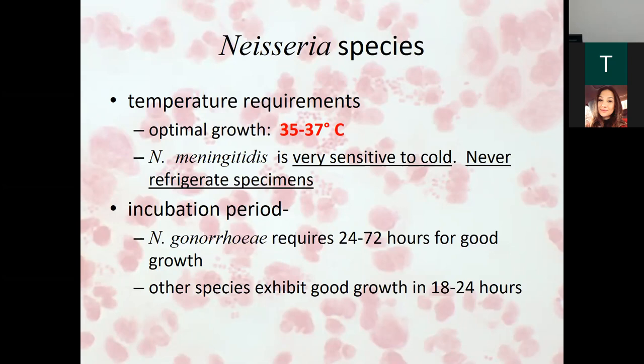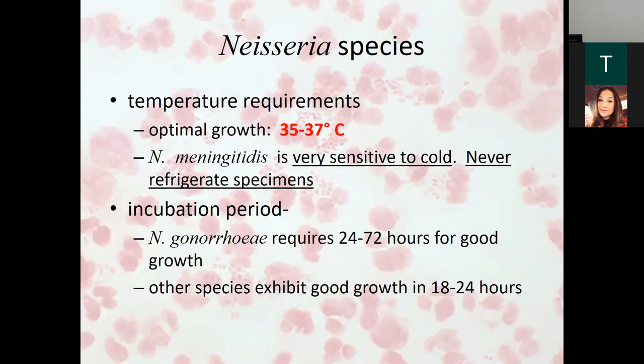Incubation period: Neisseria gonorrhea requires 24 to 72 hours for good growth. So maybe a little longer. What is our normal? What did y'all learn in intro micro? What's our normal growth time? What did you learn last week when we grew things out? 24 to 48, right. May or may not. We do 2 days, actually. We might even go longer. We might go 3 days with that.